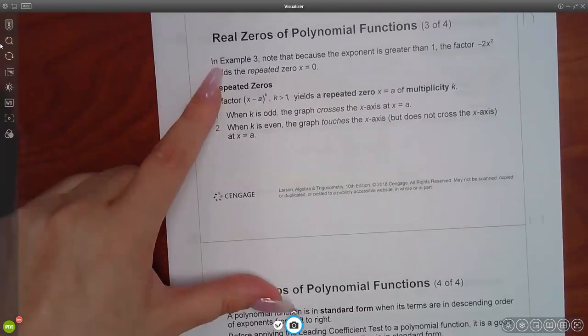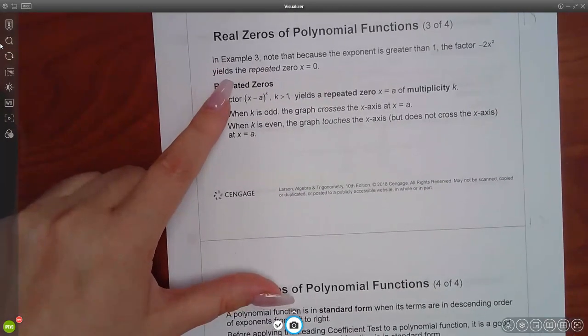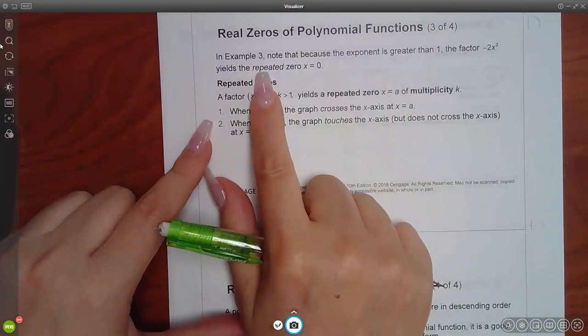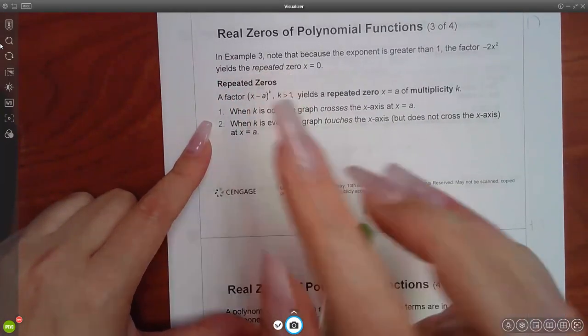So it says, notice that in that example, the exponent is greater than one and it had this factor, which yielded a repeated x-intercept. I hate this word.